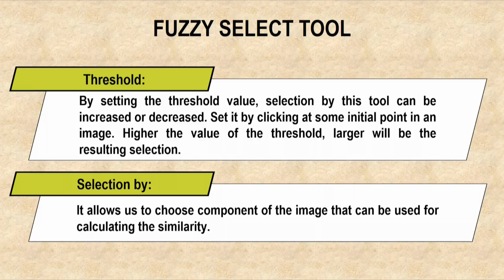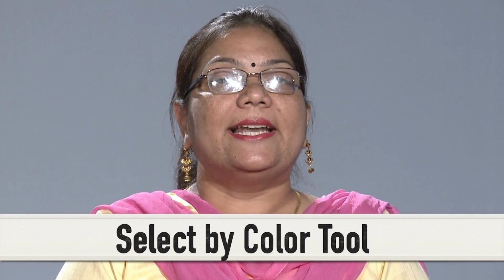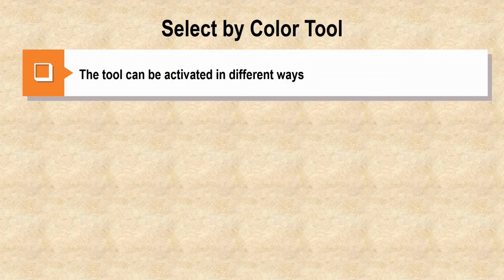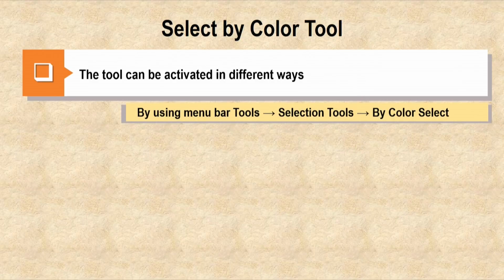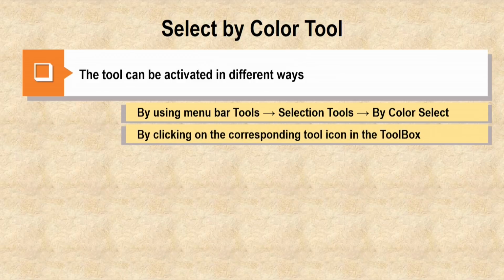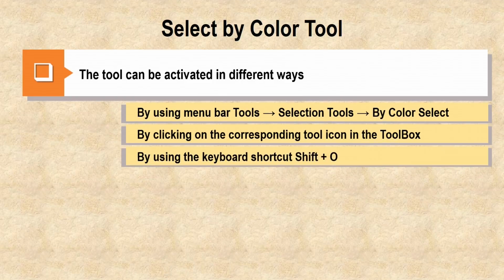Then is the second tool for selection, select by color tool. This tool can be activated in different ways in GIMP software. First of all, by using the menu bar. All the selection options are available in the tools menu, and then we need to click on selection tools, and then we can opt for by color select. By clicking on the corresponding tool icon in the toolbox also, we can go for select by color tool, and we can also make use of the shortcut key, that is Shift+O.